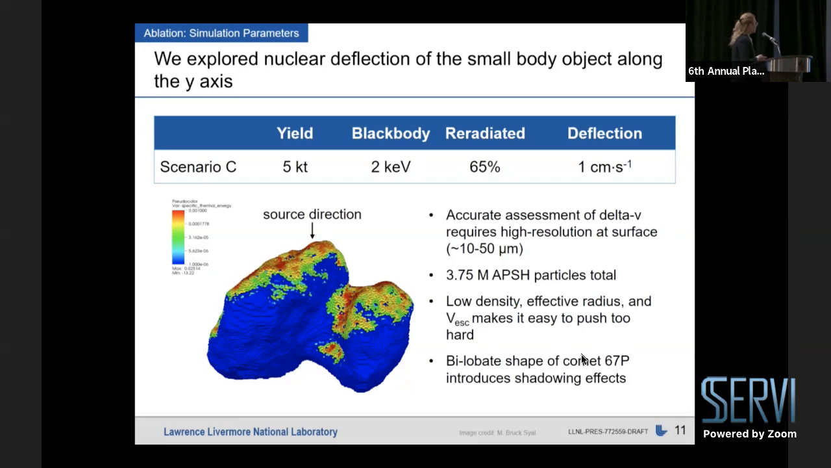So for these simulations, we used around 3.775 million ASPH particles in total. The challenge is that the low density, effective radius, and escape velocity makes it really easy to push this object way too hard. And on top of that, we have an extra challenge. The irregular shape, having these two lobes, introduces shadowing effects.